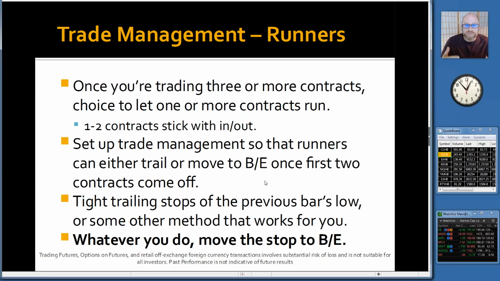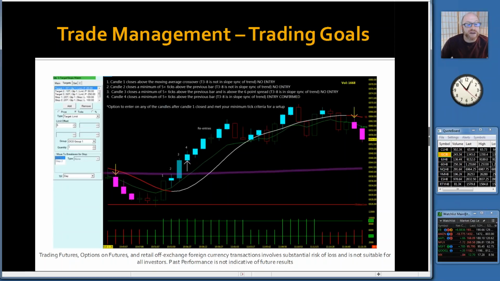A runner on a trade management can be set up so that once you get those first 2 contracts off, maybe you take off 1 at half a point, maybe you take off 1 at a point, you now have that 3rd runner. Using tight trailing stops, whatever you do, I recommend after those 2 are taken off, you move that stop to break even.